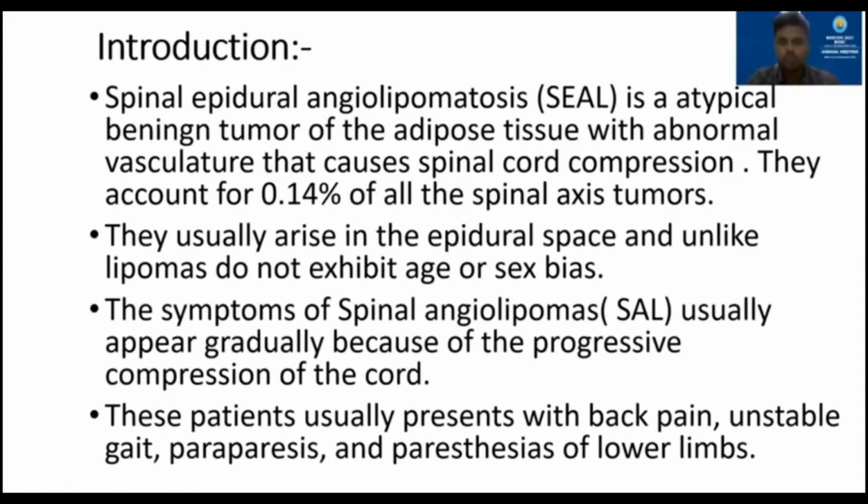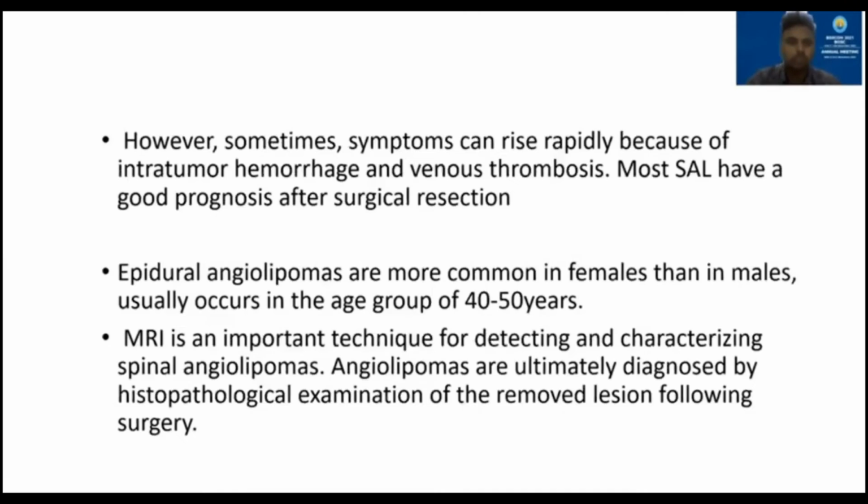They usually arise in the epidural space and, unlike lipomas, do not exhibit age or sex bias. The symptoms of spinal angiolipomas usually appear gradually because of the progressive compression of the cord. These patients present with back pain, unstable gait, paraparesis, and paresthesias of lower limbs. Sometimes symptoms can rise rapidly because of intratumor hemorrhage and venous thrombosis.